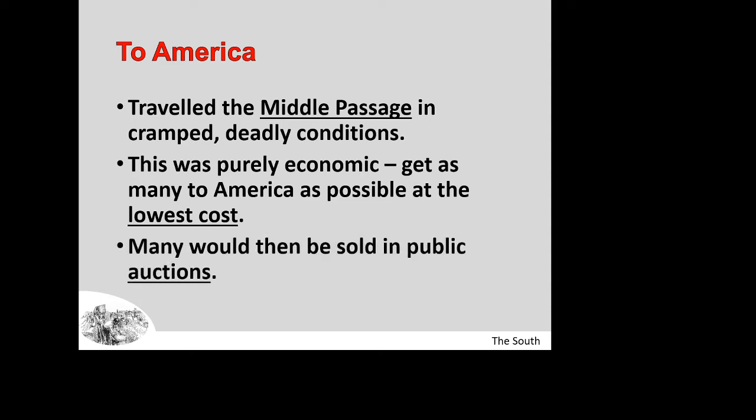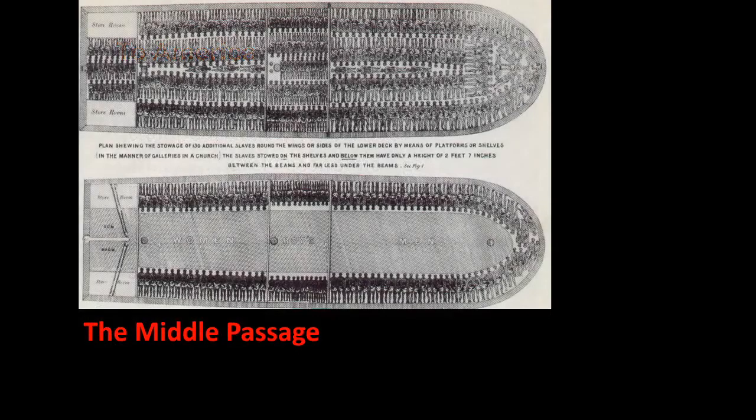And then once they got there, many of them would be sold in public auction. I'm going to show a couple pictures here. So this is just a picture of a ship and how its cargo hold would have been laid out with slaves filling it. You can see how packed in they are here, and you can see how closely they are to each other. There's no room to move.